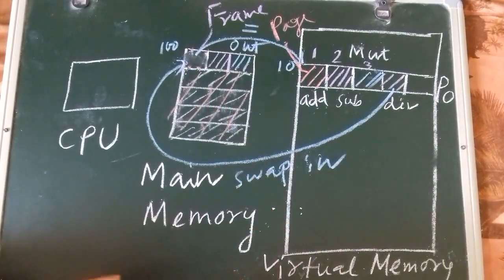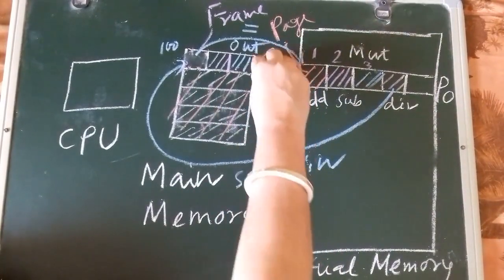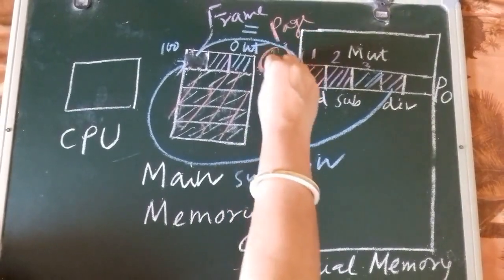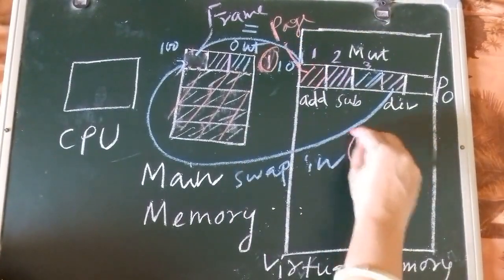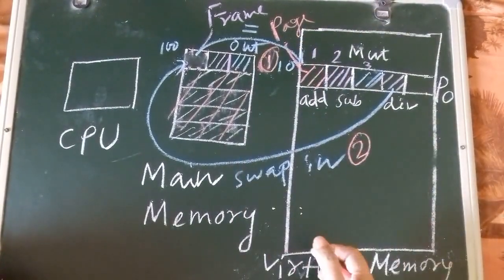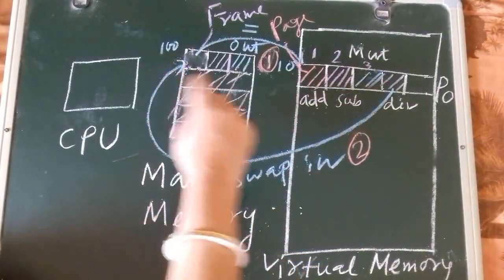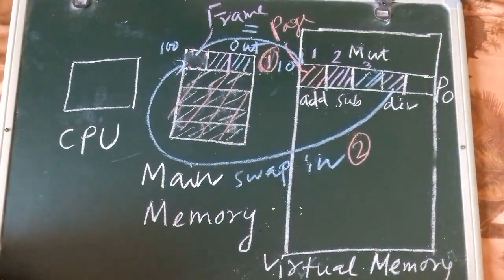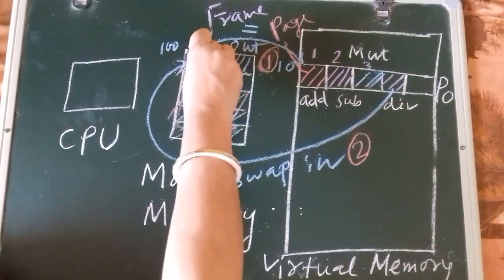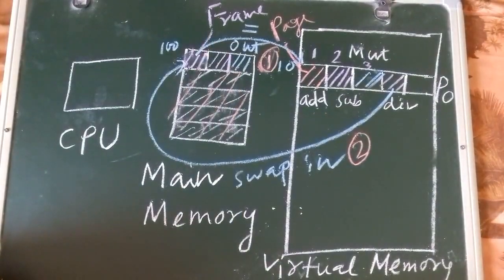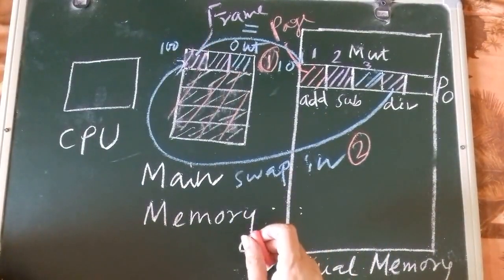So which one should be first? Sorry, first it should be swapped out, then swapped in, because there is no space. First it goes out of the memory, space is created, then this one is brought from virtual memory to main memory. This is nothing but your swapping concept.